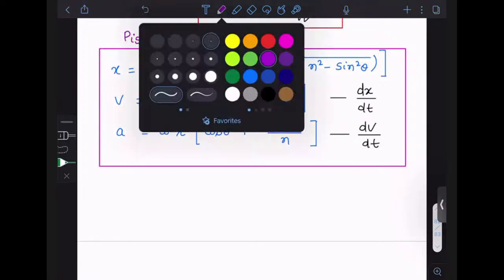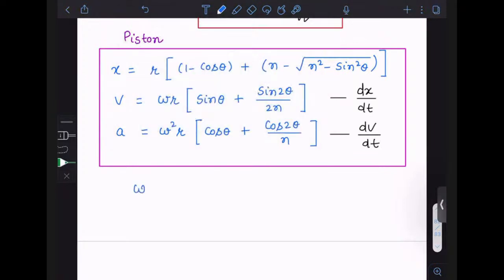Now for the connecting rod also we have some formulas. That omega of the connecting rod is omega cos theta by n. Alpha CR is minus omega square sin theta by n. Right, because whenever you integrate, I'm showing you one example.